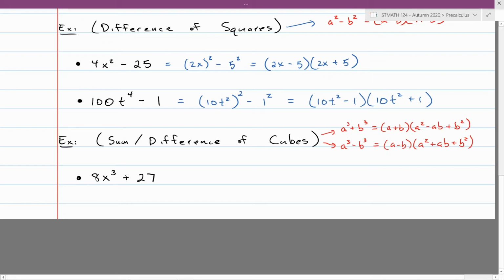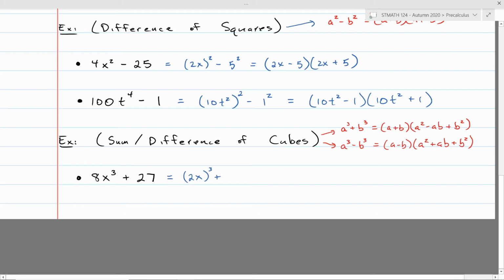And so in the example that I have there of 8x cubed plus 27, I see that that's a sum of cubes, because that's (2x) cubed plus 3 cubed. So using the sum of cubes formula, this factors as 2x plus 3 multiplied times 2x squared, so that'd be 4x squared. It's (2x) squared, minus the a times the b, so that'd be minus 2x times 3, so minus 6x, and then plus the b squared. The b is 3 here, this would be plus 9.